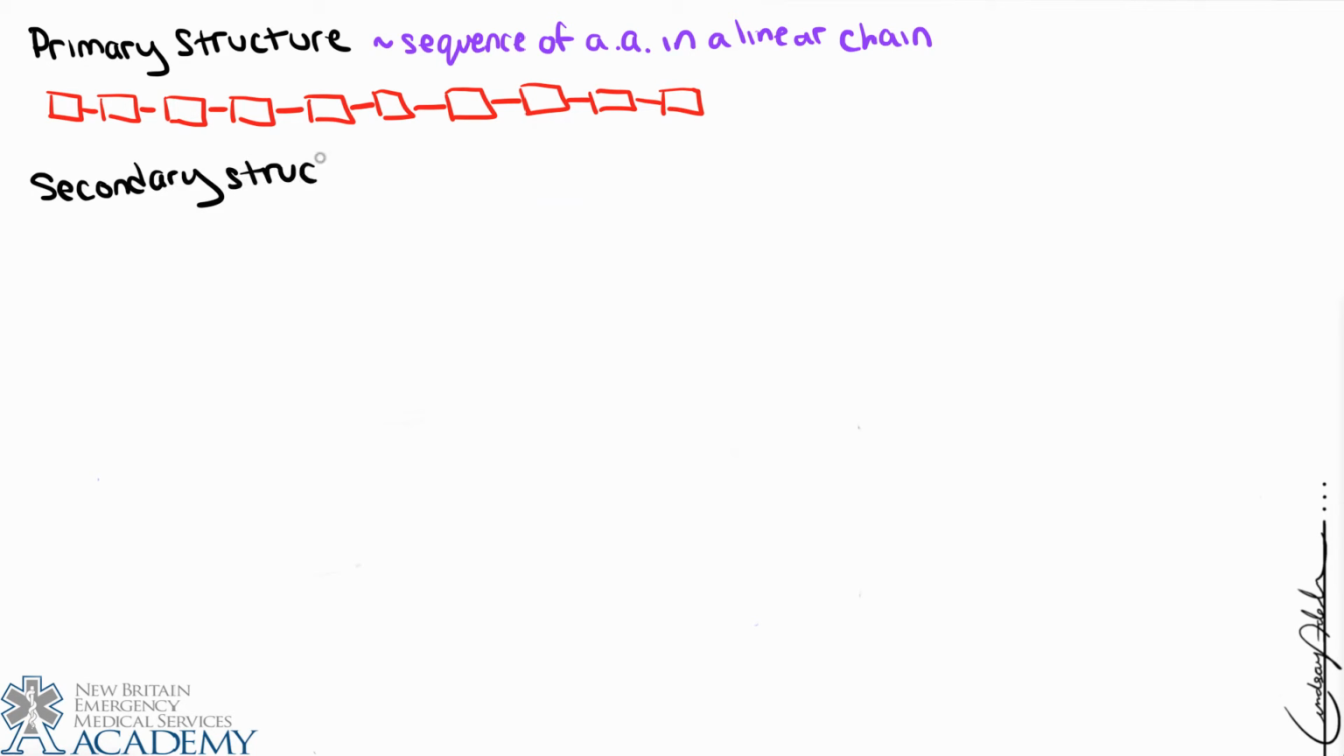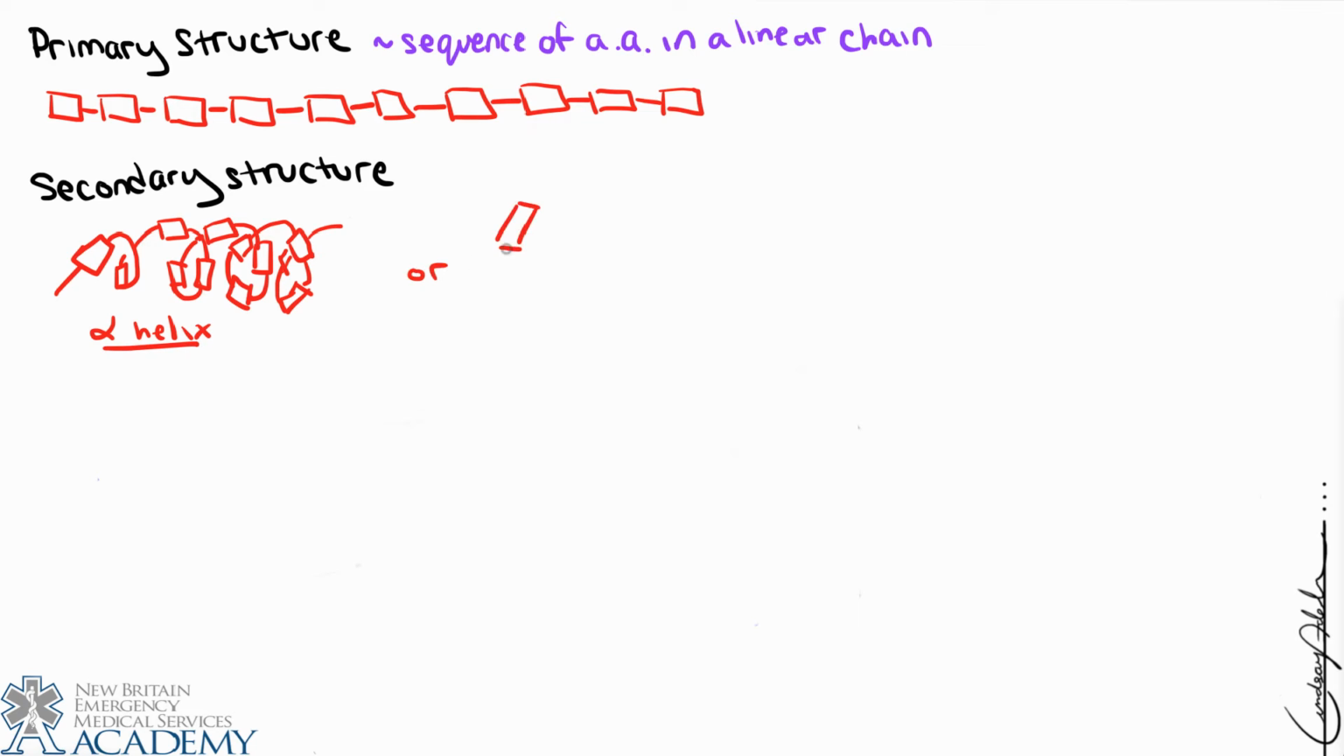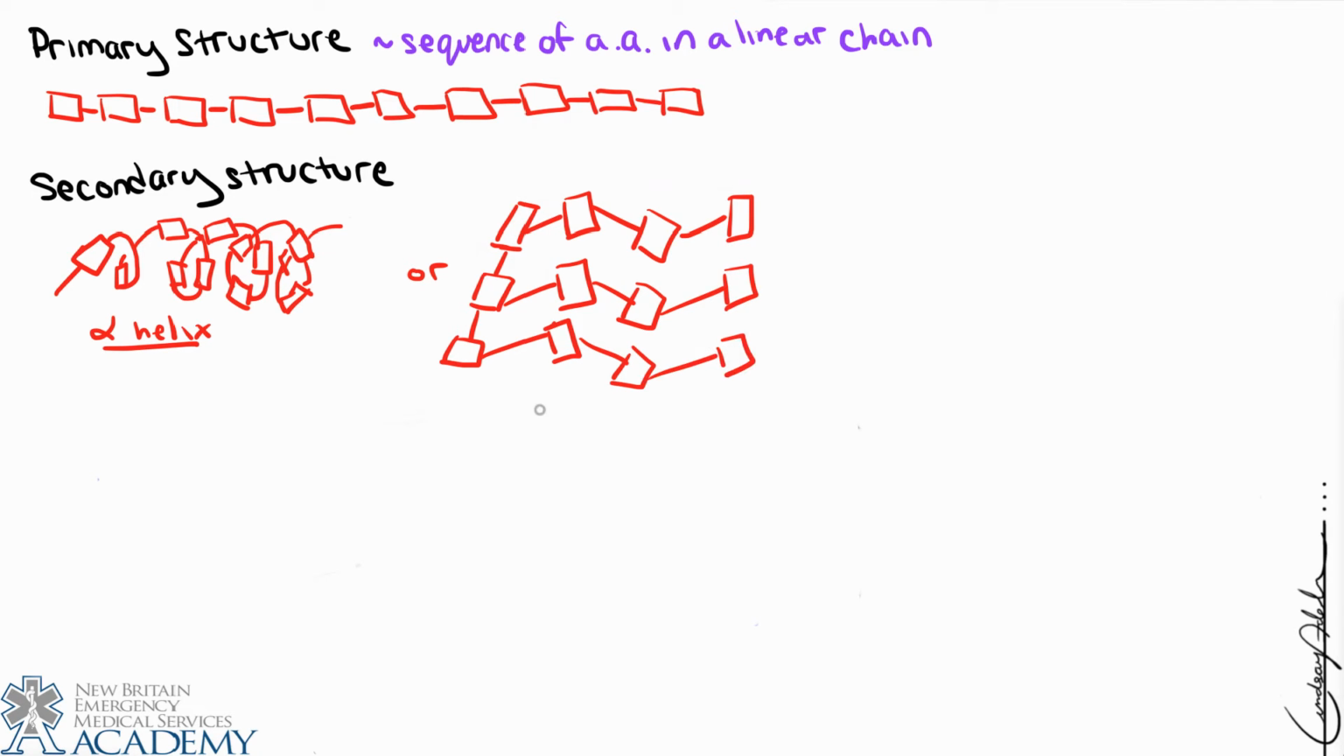A protein is not useful in its linear chain, so we actually need to fold it up into something a little bit more interesting. The secondary structure is where we get some bonds between different amino acids in the chain, and it's our first piece of the folding process. There are 2 general types of secondary structures: the alpha helix and the beta pleated sheet.